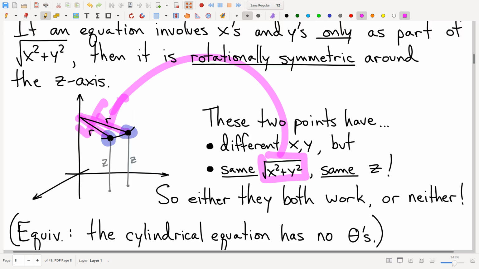Right? And so, yeah, they have different x and y, but that doesn't affect how the arithmetic of the equation works out. Here's a different way to think about this if you're not satisfied by that point of view.